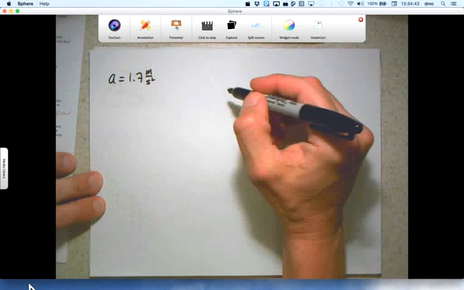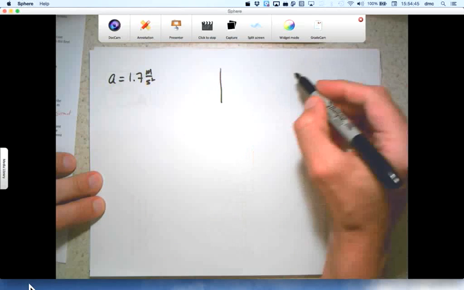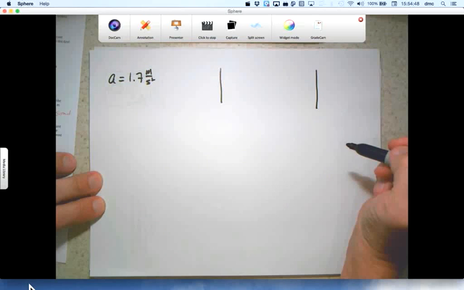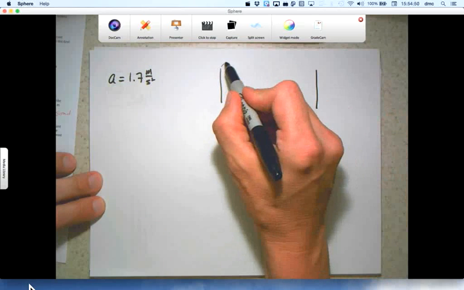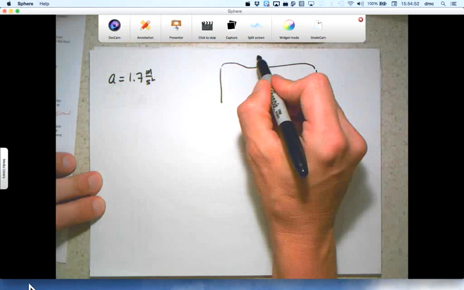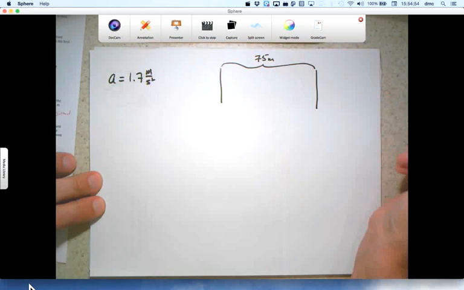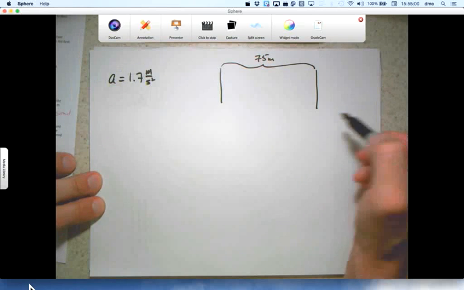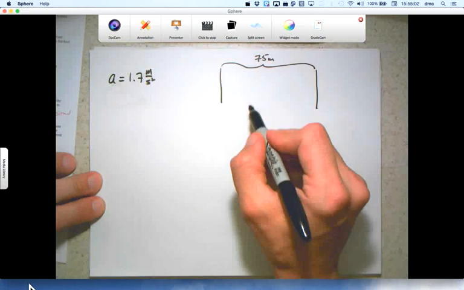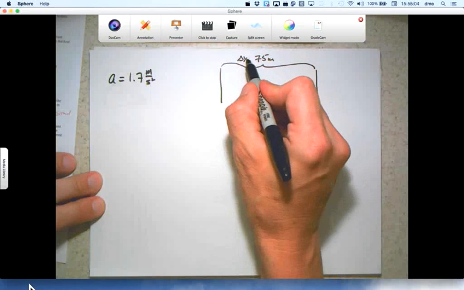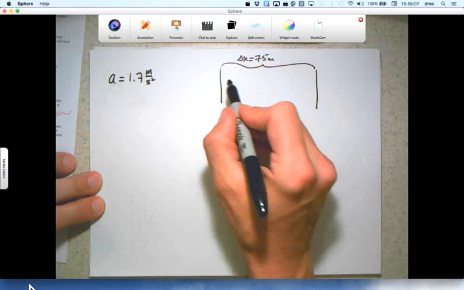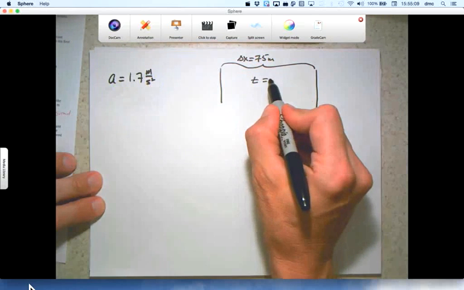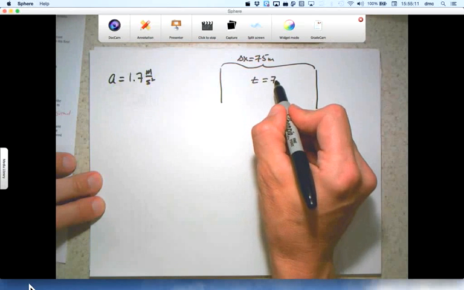So let's say this is intersection number 1, and this is intersection number 2. And we're told that the distance between these two intersections is 75 meters, and that it takes 7.2 seconds to go this distance. So that's the displacement, and the time to do this is 7.2 seconds.